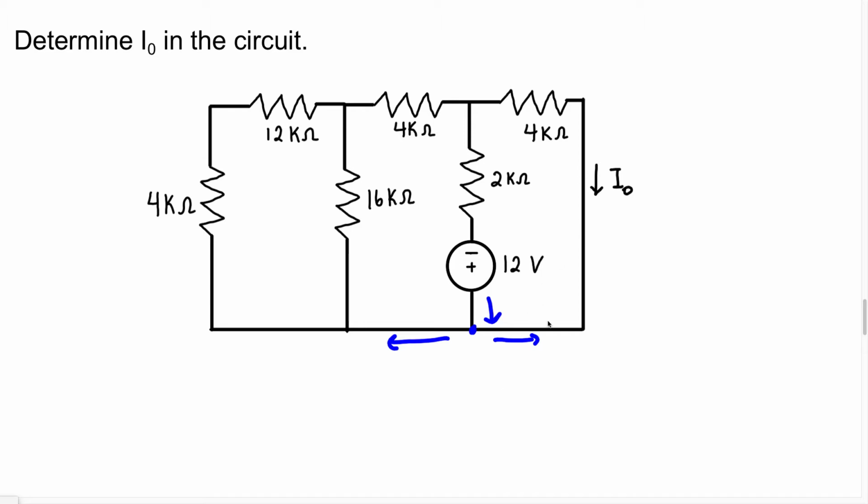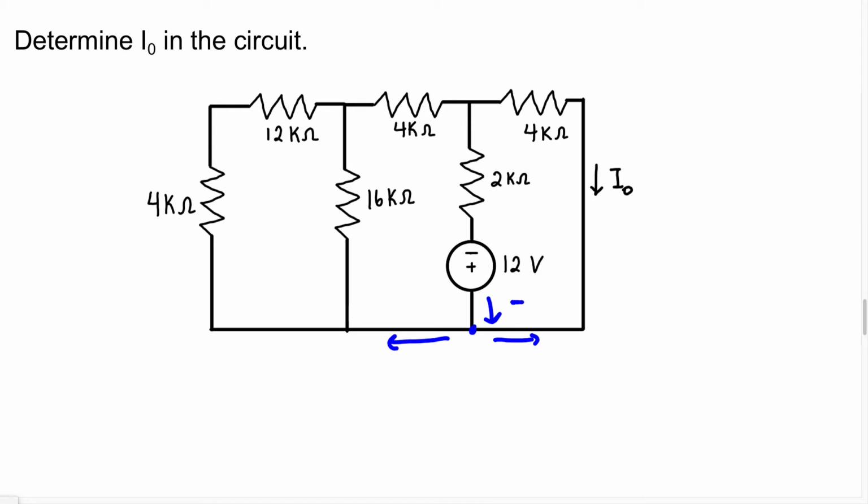So even though they drew the current coming into this node, that drawing might be wrong. It might actually be leaving this node, or our assumption might be wrong. We don't really know. The only way we'll know for sure is if we find the current Io, and if this current is negative, then we know the current is actually flowing in the opposite direction.